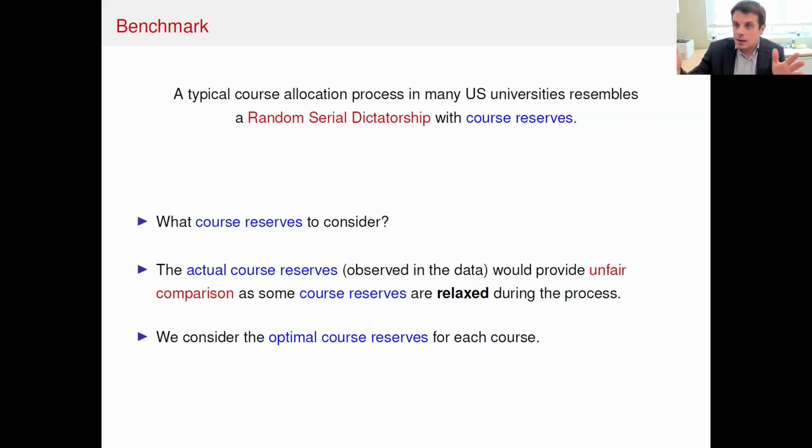reserves are picked. Typically, department administration is responsible for how many course reserves should be reserved. And of course, they want to make sure that their students get the courses in any possible outcome. That's why this leads to very large course reserves. They make sure that all the students get it, put a huge course reserve, sometimes 100%, and then the allocation of the remaining seats happens in the centralized phase of the allocation process.